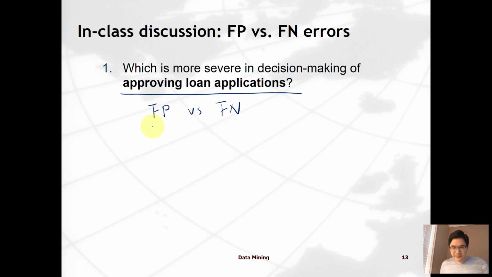In this case, it will be the false positive, because when the algorithm makes a false positive classification, it leads to incorrect approval of the loan application of low-income earners, which leads to a higher likelihood of loan default. Whereas if the algorithm commits a false negative error, it will reject a loan application because the algorithm determined that this person is a low income earner, whereas in fact the person is a higher income earner. So the company lost a business.